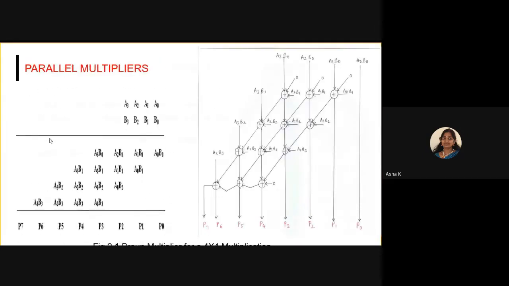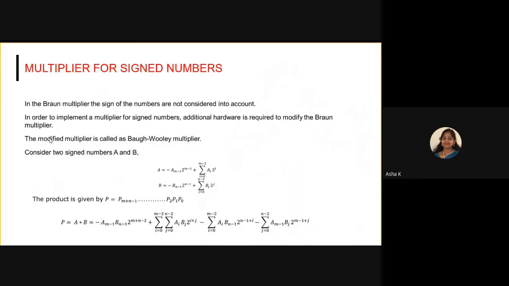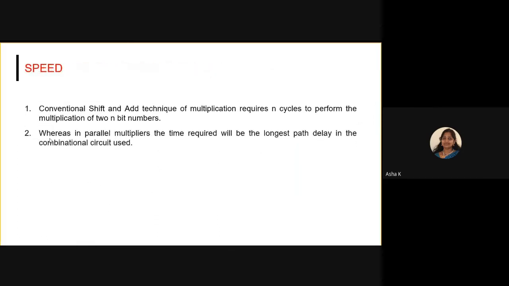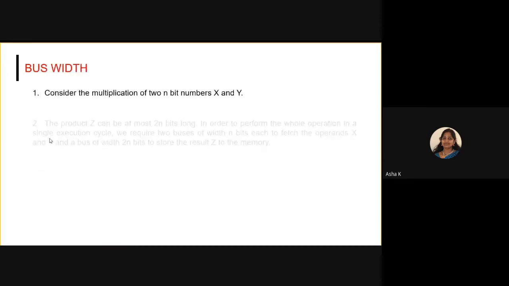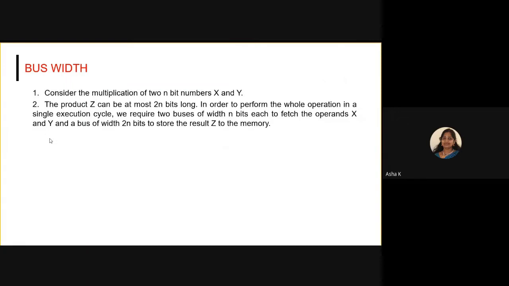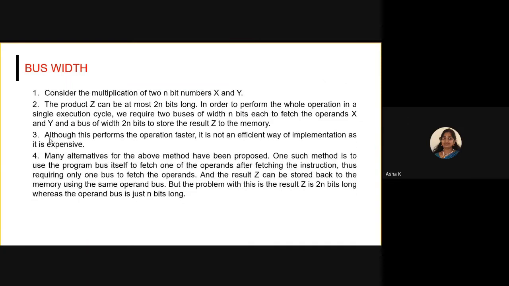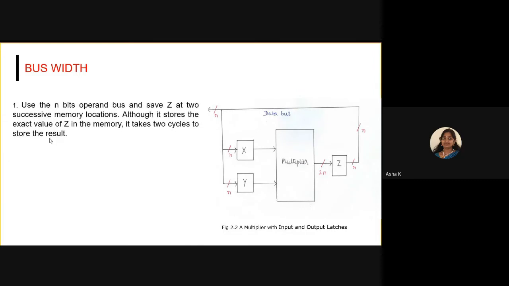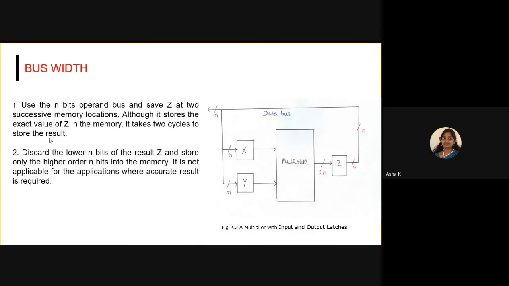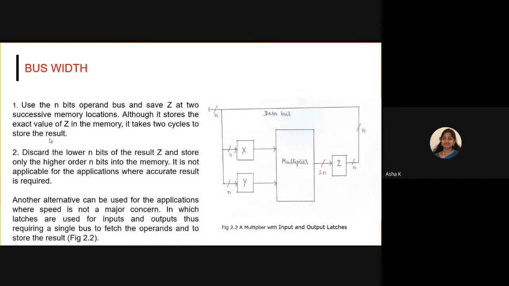This is the structure of the multipliers that we discussed with respect to the speed concept and also with respect to the bus width. We are considering two n-bit numbers and the product is stored in Z, and how to effectively utilize the bus width of the DSP processor is shown with the help of this particular diagram. So, till here we completed in the previous class.